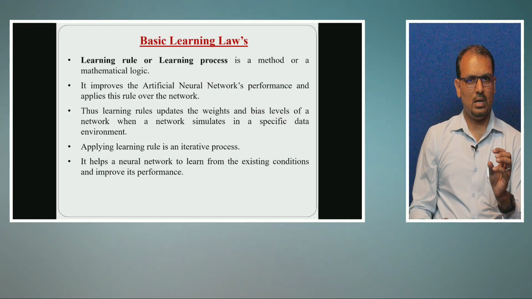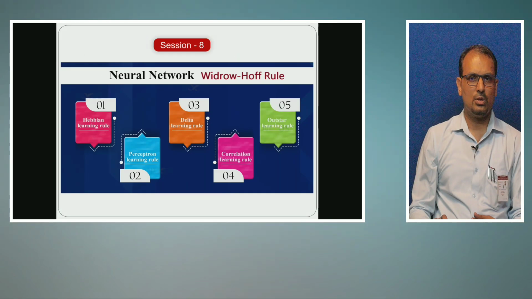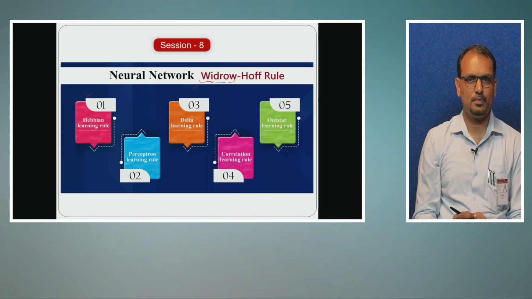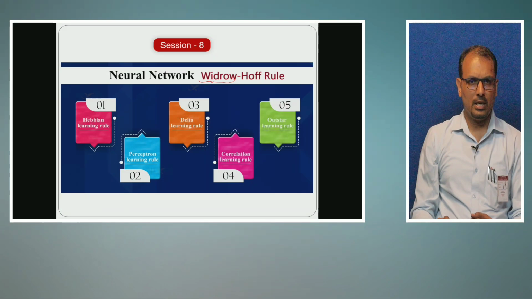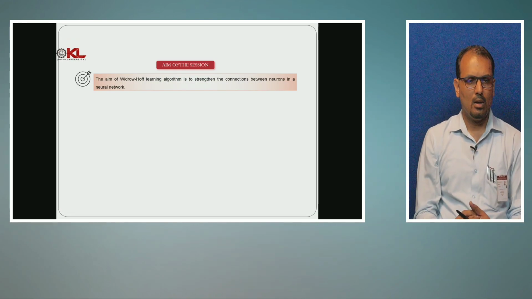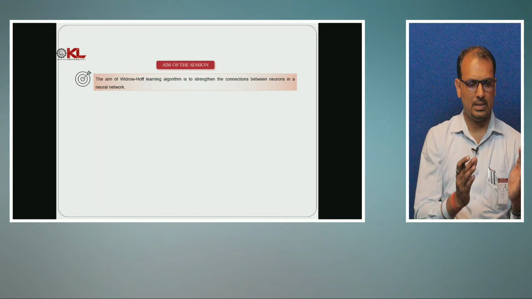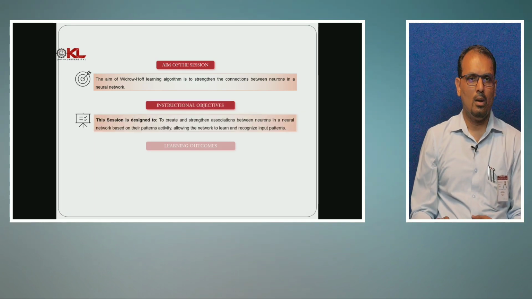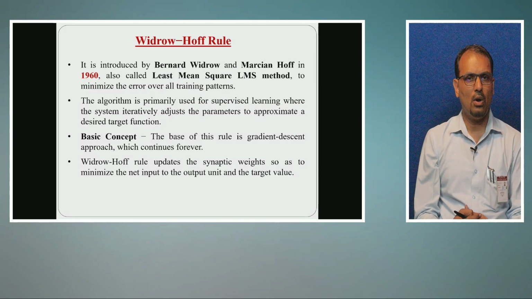Once we know what a learning rule is and how we are going to update it, we are going to discuss today the Widrow-Hoff rule. We can call it the delta learning rule in fact. At the end of this session, each and everyone will understand how, with the help of the Widrow learning algorithm, we strengthen the connections between the neurons in the neural network. What is the strength we have between the input, output and hidden layers? Once we know the outcome of this session, we can start our topic, the Widrow-Hoff rule.